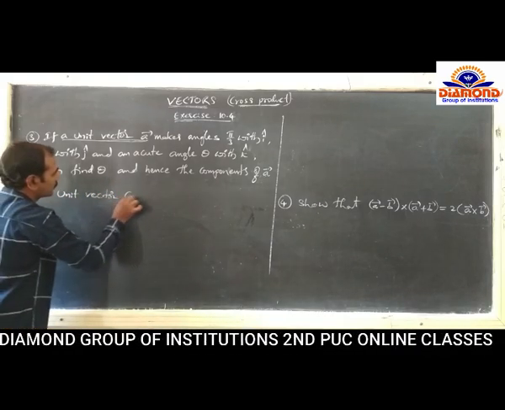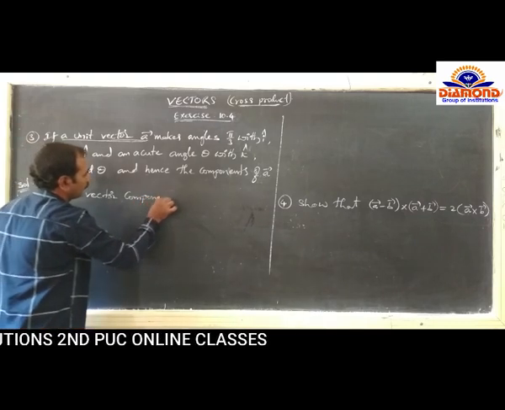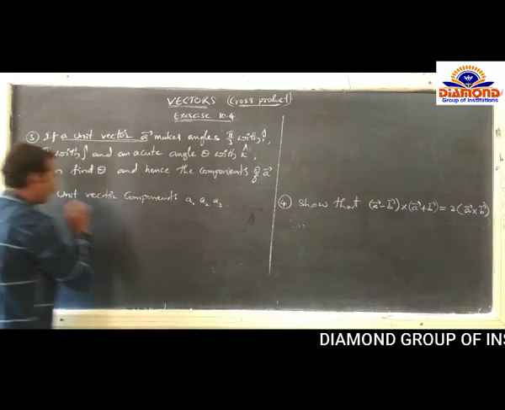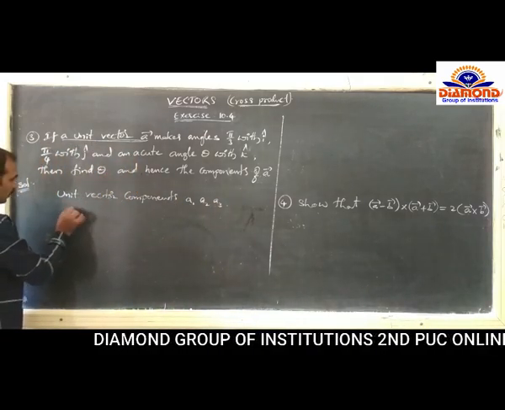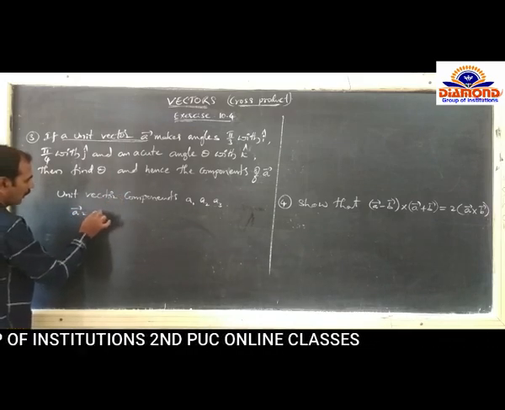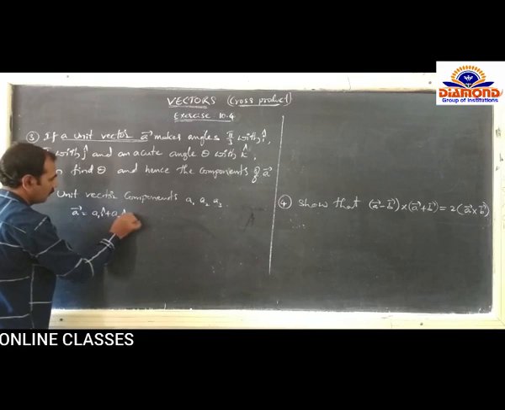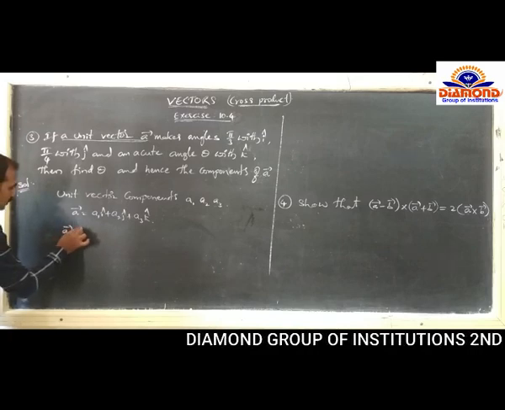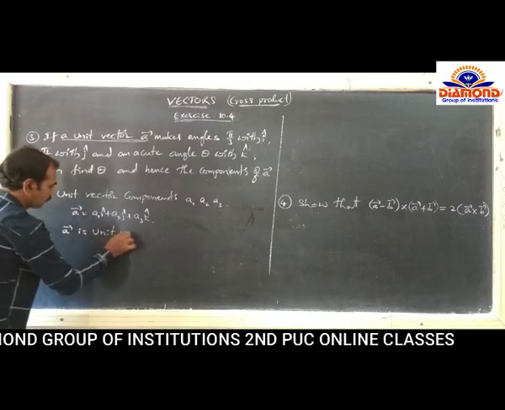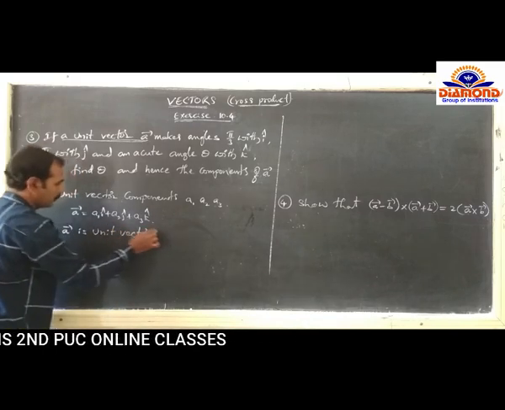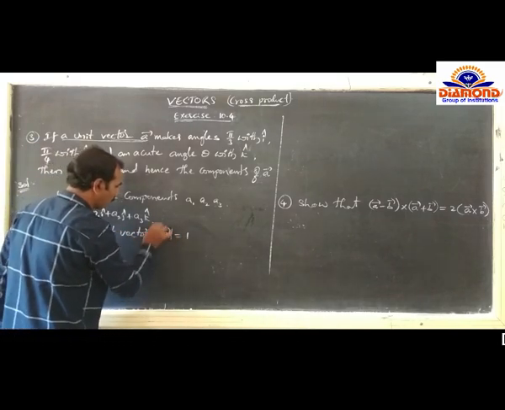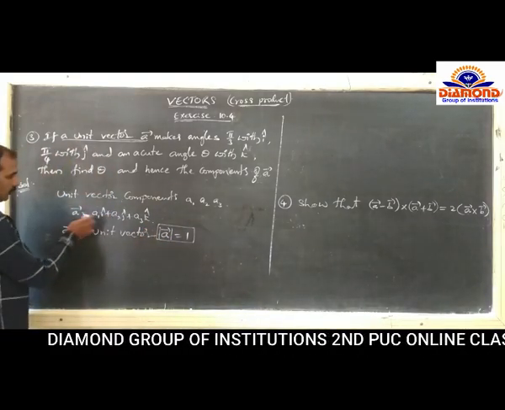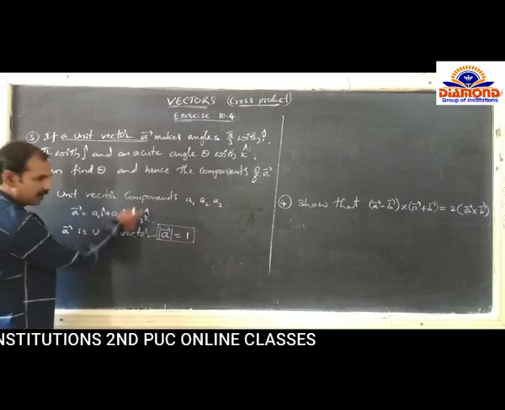Let the vector components be a1, a2, a3. Next, a bar equals a1 i cap plus a2 j cap plus a3 k cap. So this is the vector. A bar is a unit vector. Unit vector means the magnitude of a equals 1. A is a1 i cap plus a2 j cap plus a3 k cap.